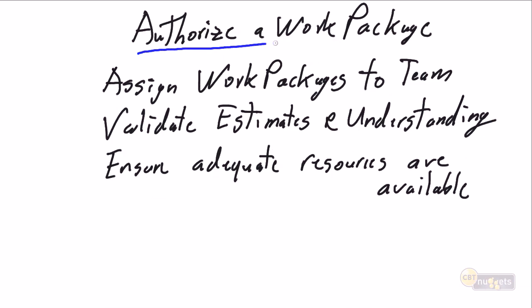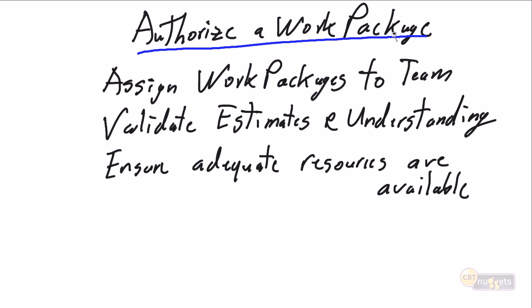And our first activity is to authorize the work package. And at first blush, this may seem like a very simple activity. We have a project plan, we have resources assigned to the project plan, we publish the project plan, and we tell the team to do everything that's assigned to them on the project plan, and all is good.